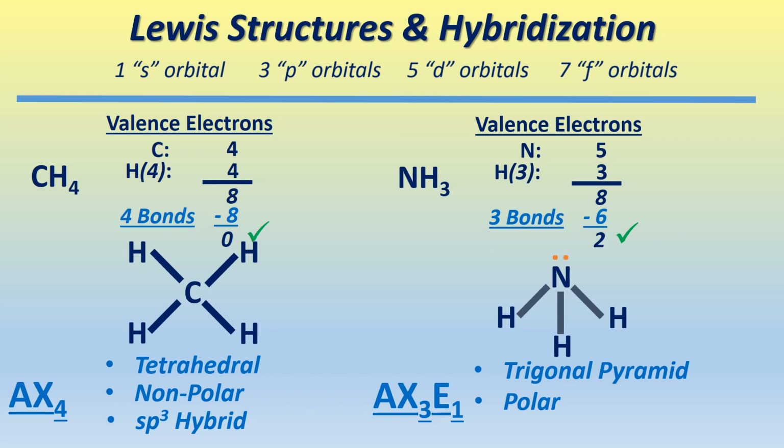Once again, looking at the type, AX3E1, 3 plus 1 once again adds up to 4, so I need 4 orbitals, so I'll take the s and the 3 p's to make an sp3 hybrid on the nitrogen.